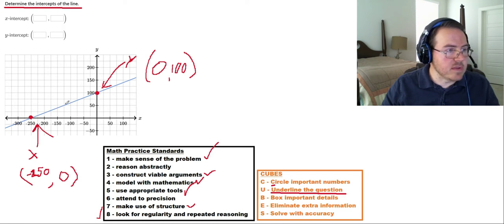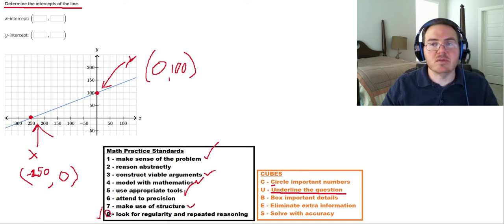Unfortunately, these were not in between. These are exactly on coordinates. But again, the big one here is the repeated reasoning. Because I used these skills in the last problem, this one should be easier. So my x-intercept, ooh, they tricked me. The x is on top of the sign. So the x-intercept, this is where I'd say negative 250.